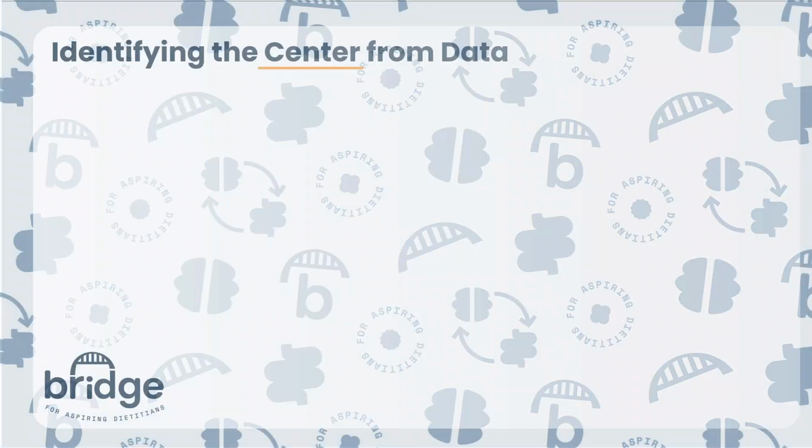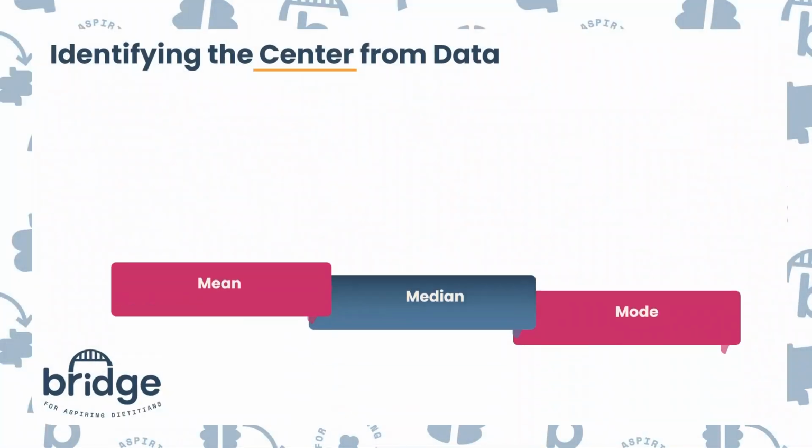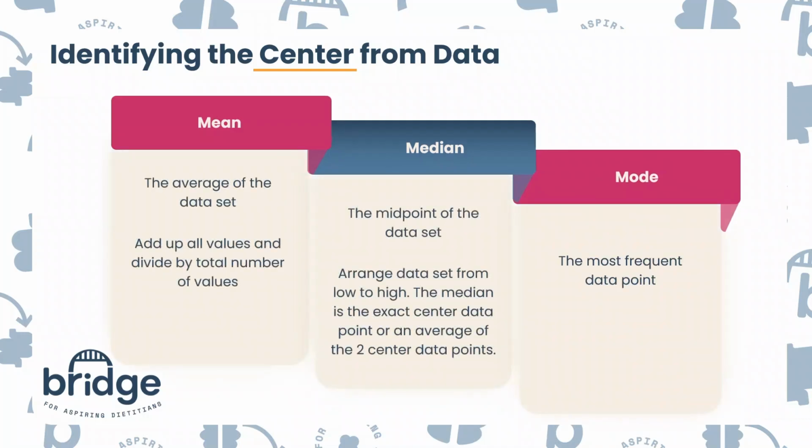When we want to describe where the center of a data set is, we turn to three key measurements: the mean, the median, and the mode. The mean is what most people think of as the average. You add up all the values and divide by how many there are. It's a great summary, but it can be easily influenced by outliers or skew. One extremely high or low value can pull the mean up or down.